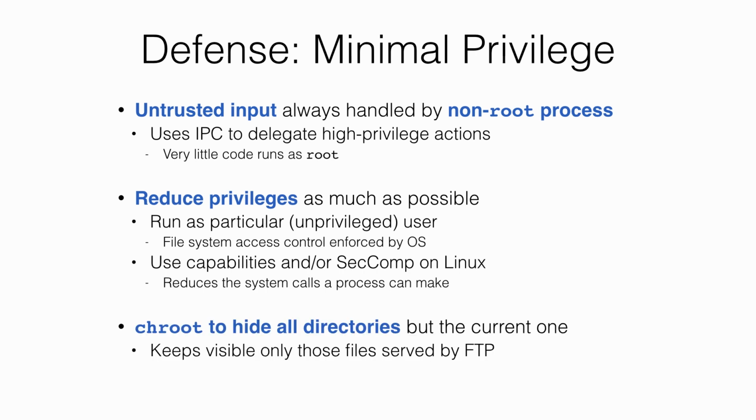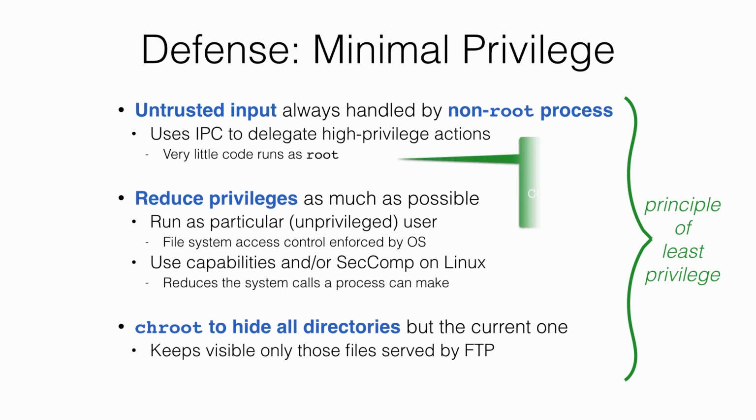VSFTPD also minimizes a process's access to files on the host system by hiding all directories other than the one that's serving files. All of these things are a kind of principle of least privilege, and minimizing the amount of root code tries to minimize the trusted computing base.